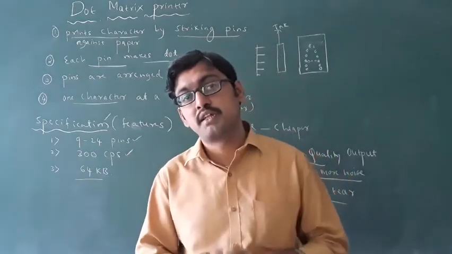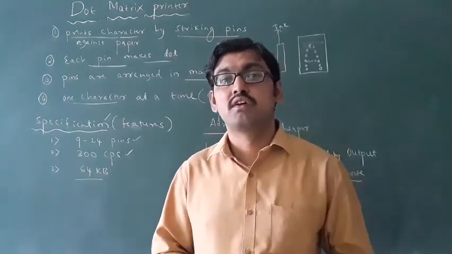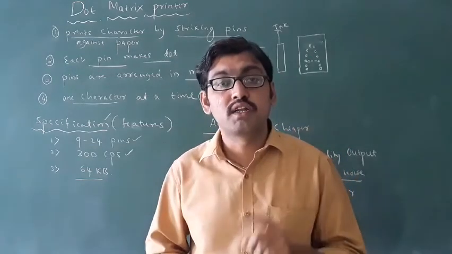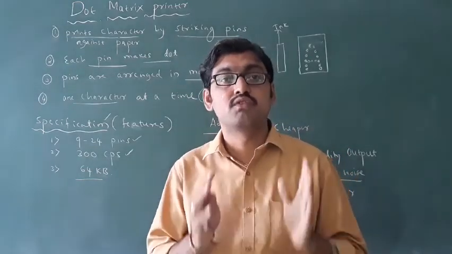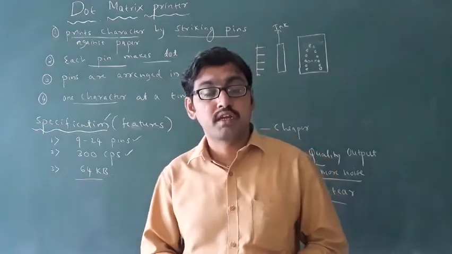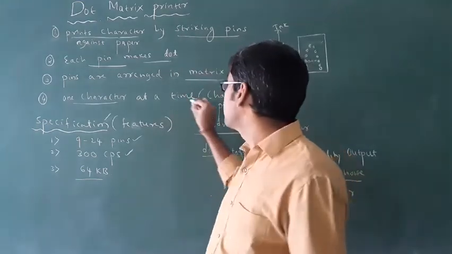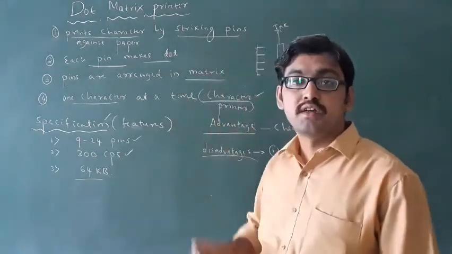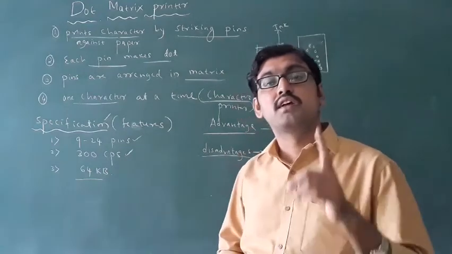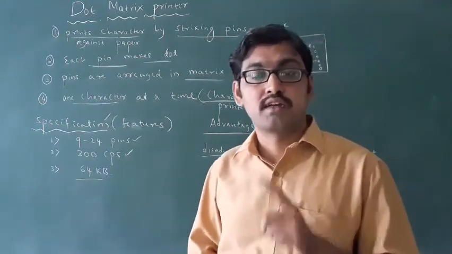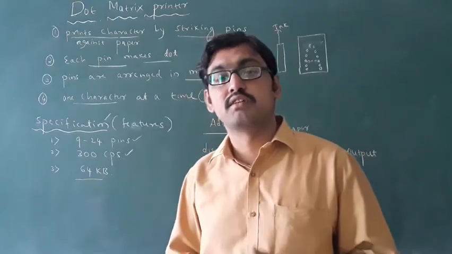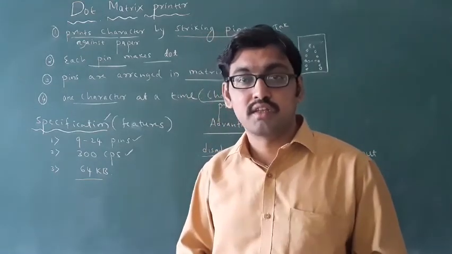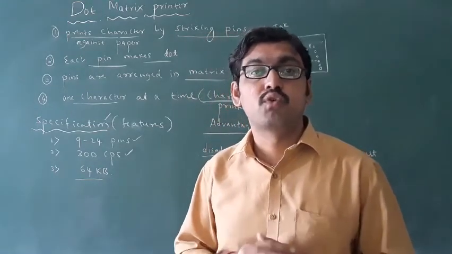What is the use of the pins? Pins produce dots. The combination of dots produces one character. You have to remember this. The dot matrix printer is also called a character printer. Why? It produces only one character at a time. That's why these are called character printers. You have to remember these points.